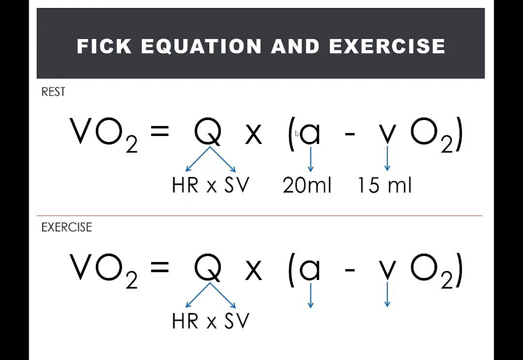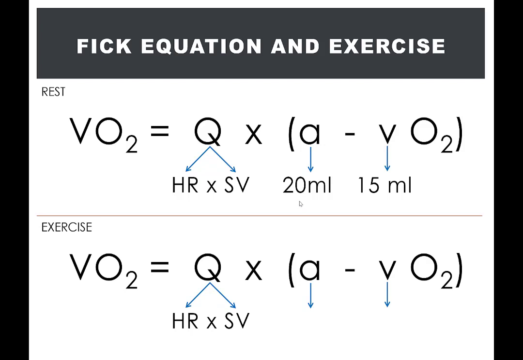Now, what about arterial O2 content? These values here are per deciliter of blood. So within a deciliter of arterial blood, there is 20 milliliters of oxygen. This is fully oxygenated blood. Please take note of this. Full oxygenation of arterial blood is 20 milliliters of oxygen per deciliter of blood.